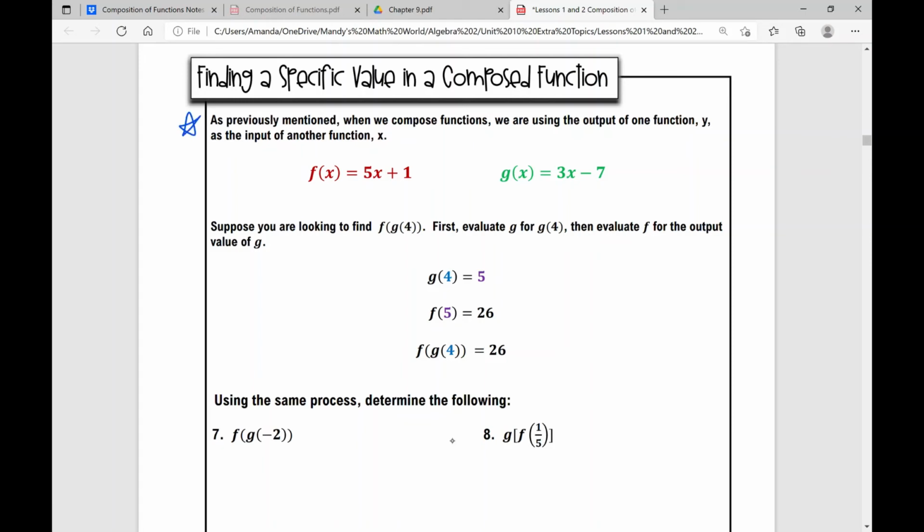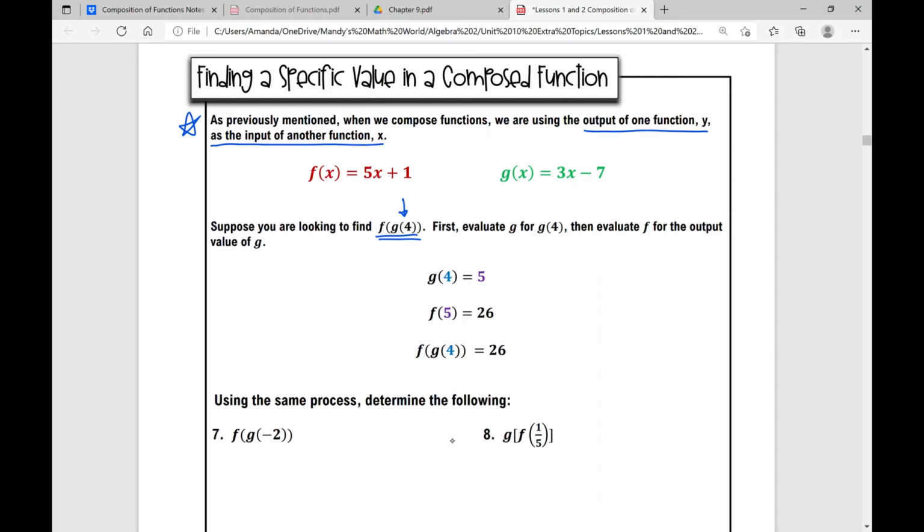Okay, so let's get started. As previously mentioned, when we compose functions, we are using the output of one function, y, as the input of another function, x. So I've got these two functions here. Looks like Christmas. F of x equals 5x plus 1, g of x equals 3x minus 7. So suppose you were looking to find f of g of 4. I'm going to walk you through this. Well, let's first find g of 4.